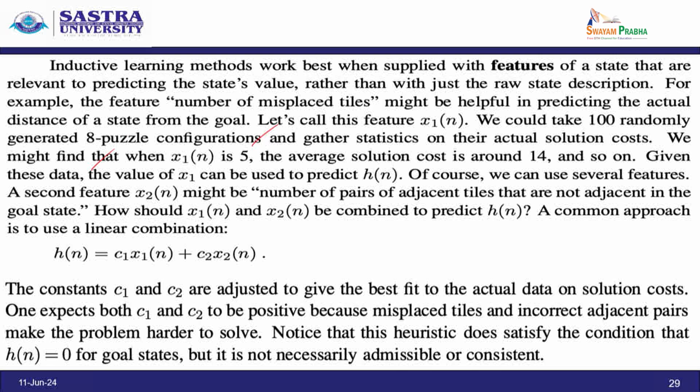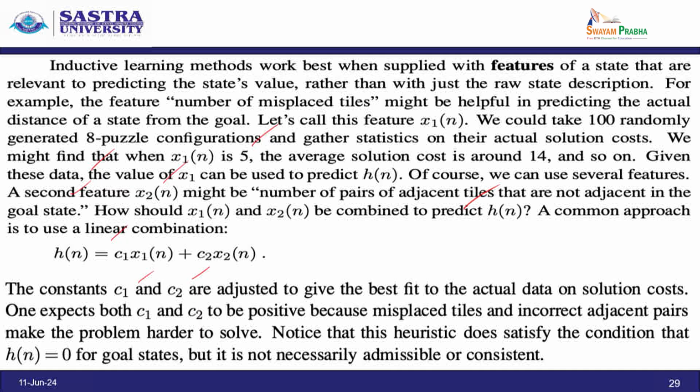Of course, we can use several features. The second feature, x2 of n, might be the number of pairs of adjacent tiles that are not adjacent in the goal state. How should x1 of n and x2 of n be combined to predict h of n? A common approach is to use the linear combination h of n equals c1 times x1 of n plus c2 times x2 of n. The constants c1 and c2 are adjusted to give the best fit to the actual data on solution cost.